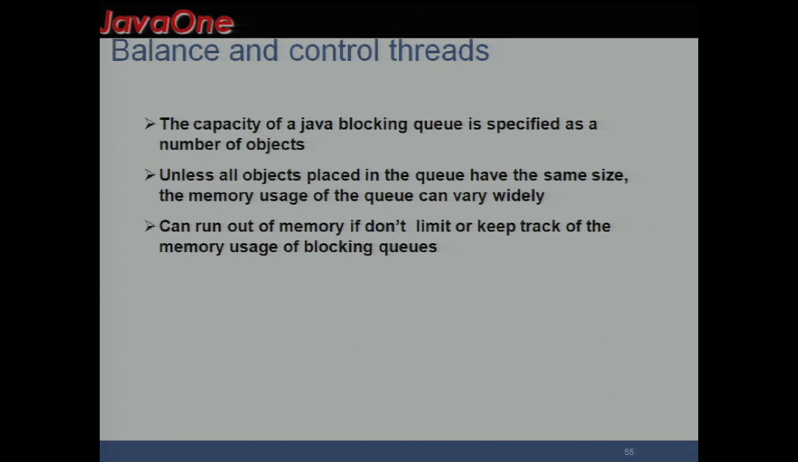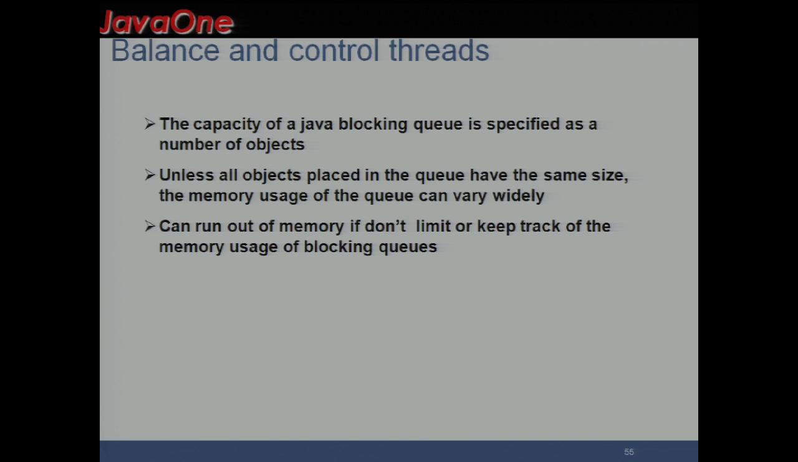Now, there's an issue with the standard array blocking queue implementations. The capacity of the queue is a number of objects, right? So unless all objects you're sticking in there have exactly the same size, the memory usage of this queue can vary widely. And you can run out of memory if you don't somehow limit or keep track of the memory usage of these queues. And that's actually happened to us.